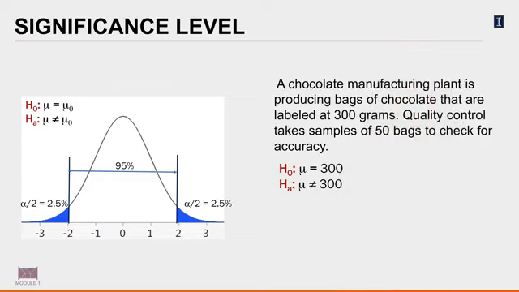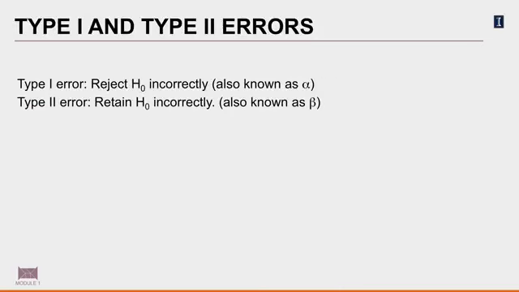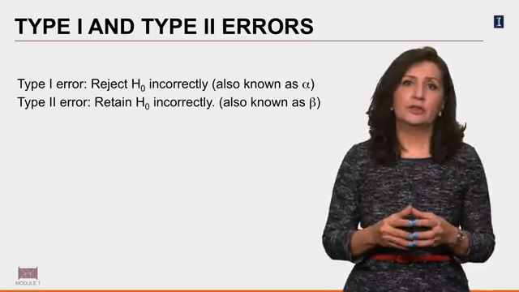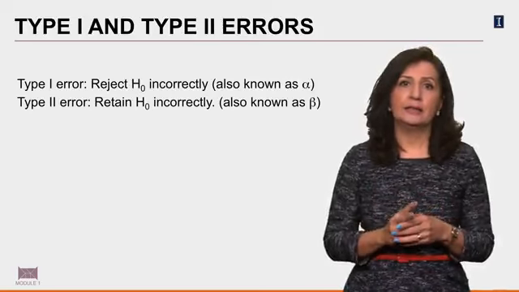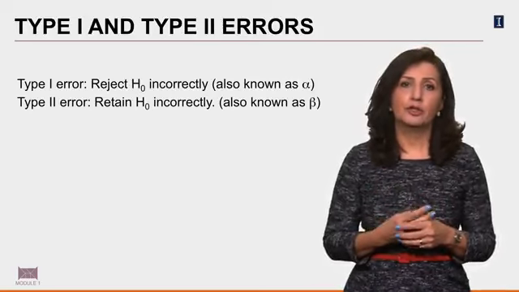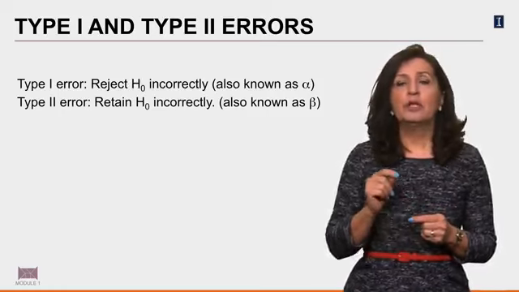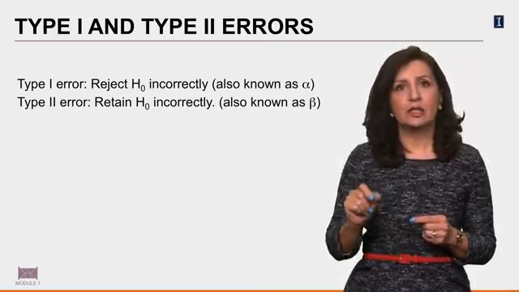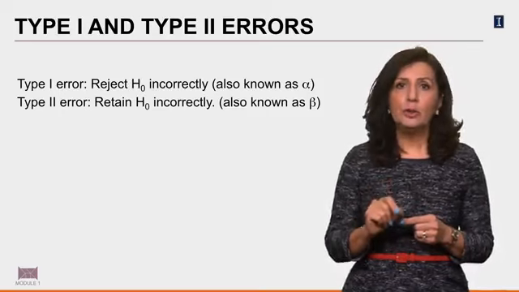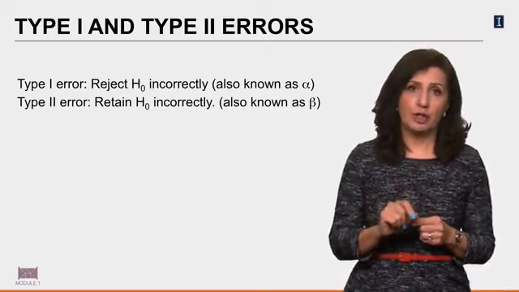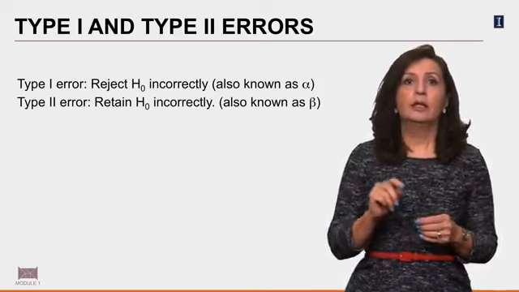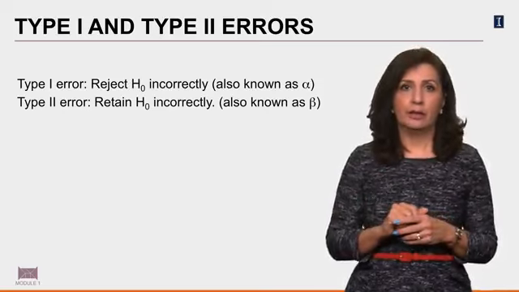I'm going to go back to one of the examples we had in the previous lesson where a chocolate manufacturer wants to see if the bags weigh 300 grams as they are supposed to. When we do our analysis, we can make two mistakes, type 1 and type 2 errors. Type 1 error, also known as alpha, is when we reject the null hypothesis incorrectly. And type 2 error is when we don't reject or retain the null hypothesis incorrectly.